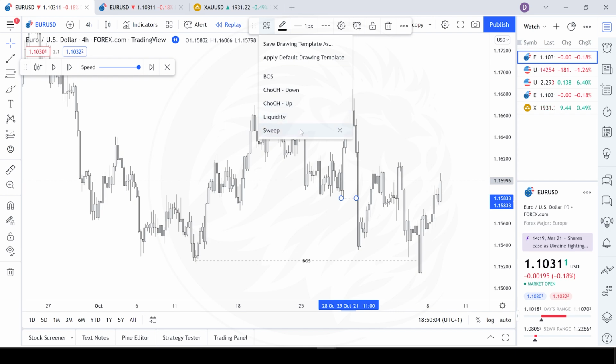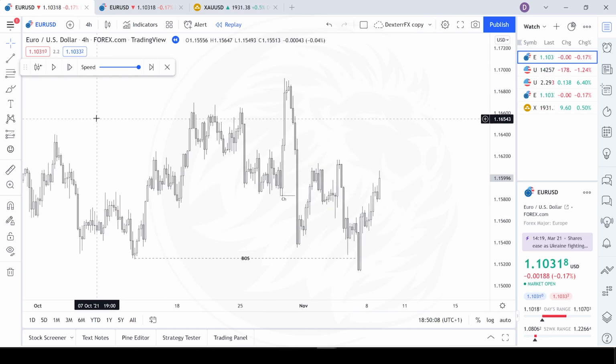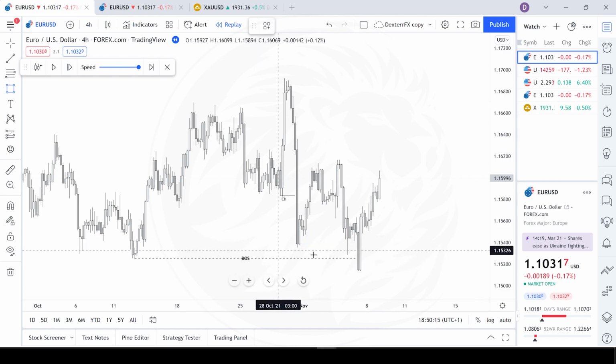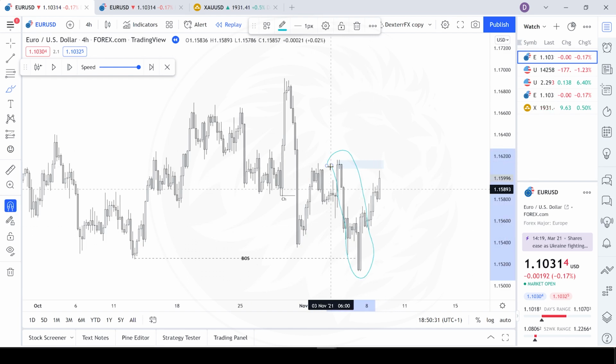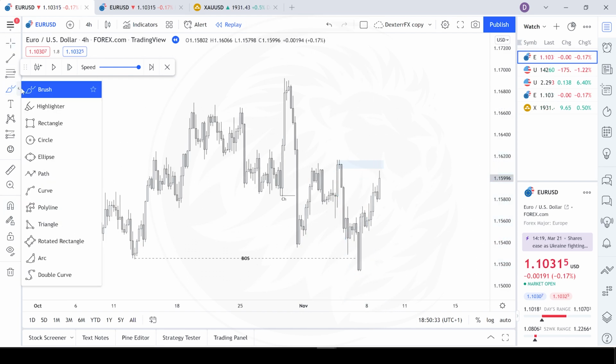So now I will mark my POI. Okay, so I have this one, but we have some equal highs here formed just after a break of structure and a break of internal structure. So I have my POI here, which is the extreme of the leg here, so this one. And I have also a POI there.